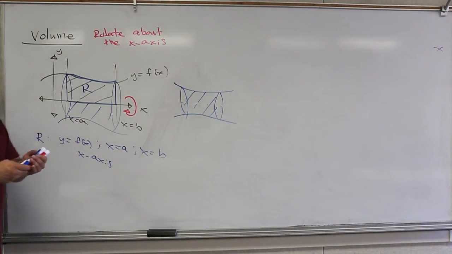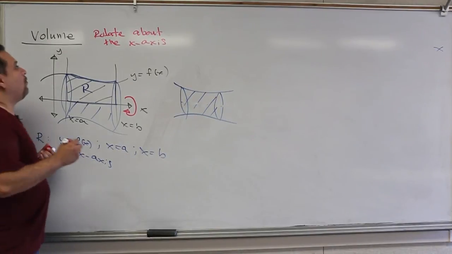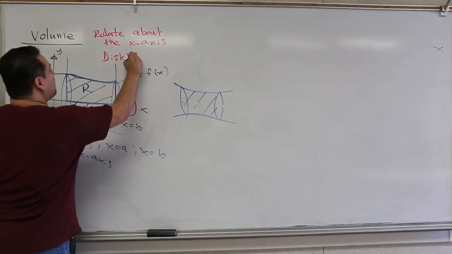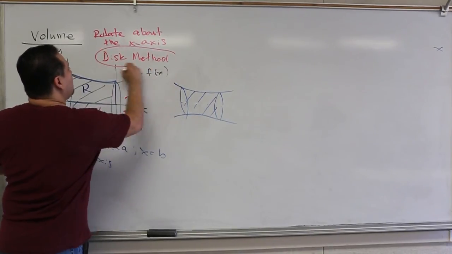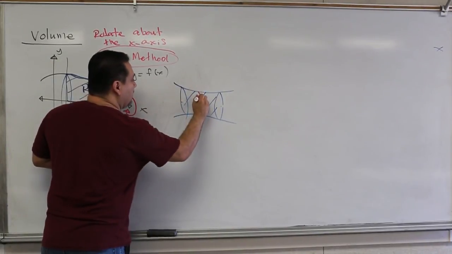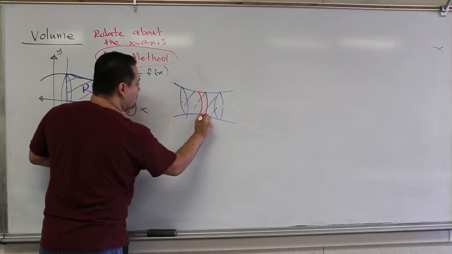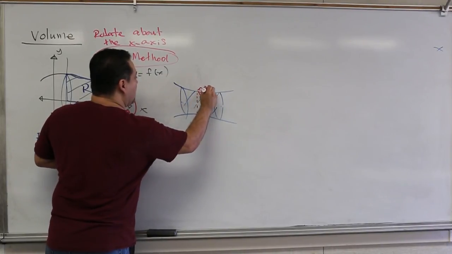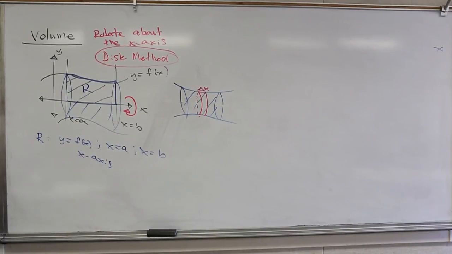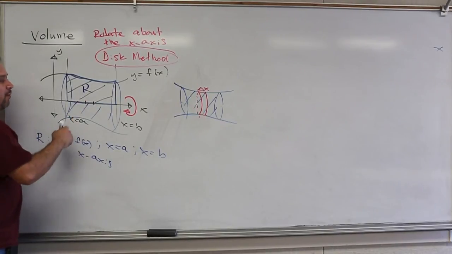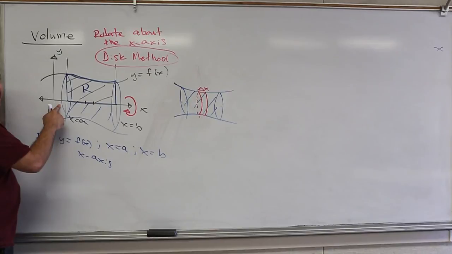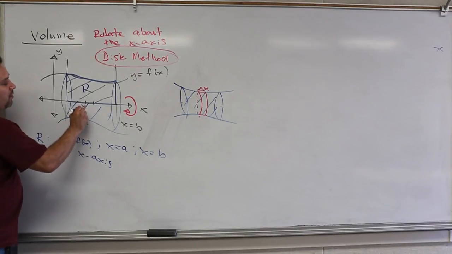Now, what you want to do is this. We call this the disk method, and the reason is that we're going to take a small portion here and call that small portion delta x. When you went through the theory, we partitioned our x-axis into n subintervals. This was an interval we created back in calculus 1. The small interval had a length delta x.